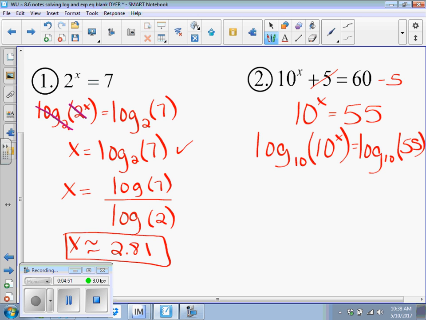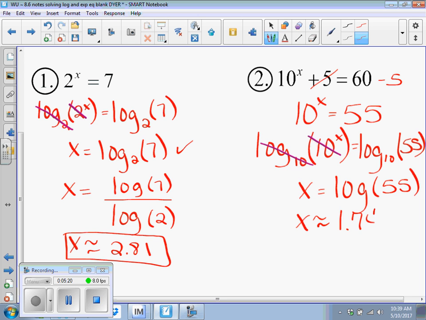Now, log base 10, that's your common log. That's your regular log in your calculator, correct? So the right-hand side, there won't be anything to change. But log base 10 of 10 cancels. That leaves me with x equals log of 55. Now, anybody has the ability to do that in their calculator because that's just the common log. So x is approximately equal to 1.74.